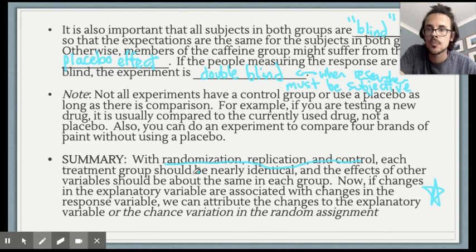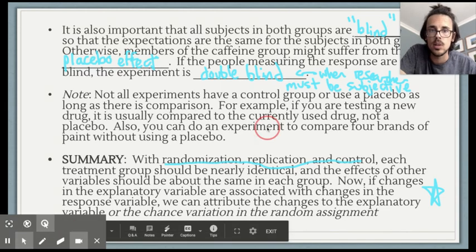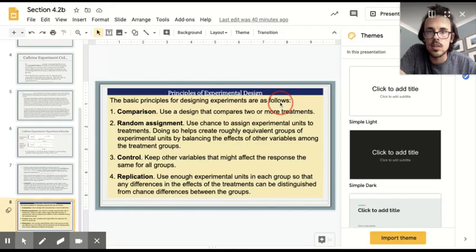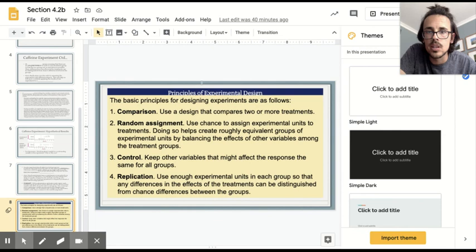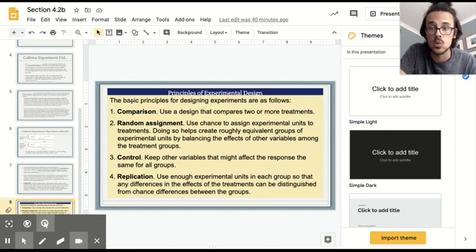So to close things out in this section, I have just really quick here, my little thing moved, but it's just a summary of the four big principles of experimental design. So these four things that are written right here, make sure you read through these, make sure you understand them. And anytime you're designing your own experiment, these are all things you want to consider.